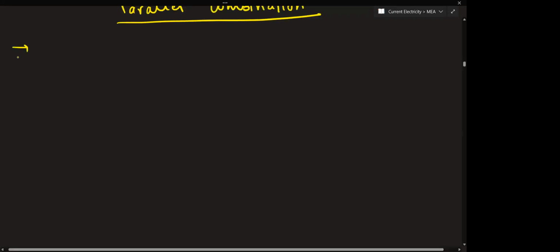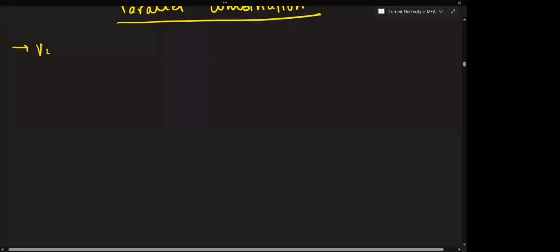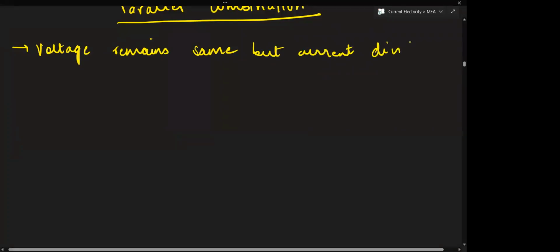See, this parallel combination is similar to the one that we have seen in capacitance. In case of capacitance, we had seen that charge got divided in case of parallel and voltage remained the same. Similarly, in case of parallel combination of resistors, voltage will be the same, but current will divide. The reason is that current divides on branching.